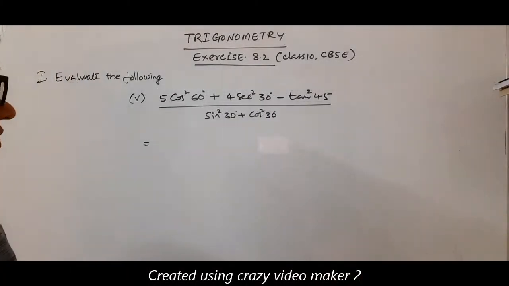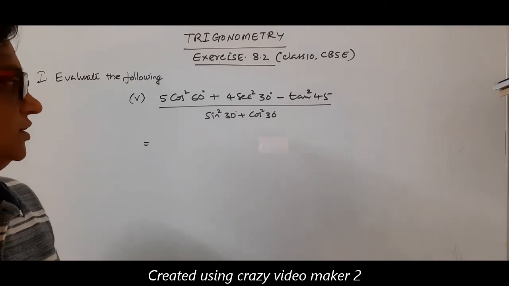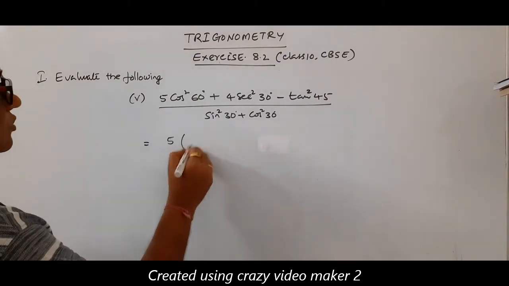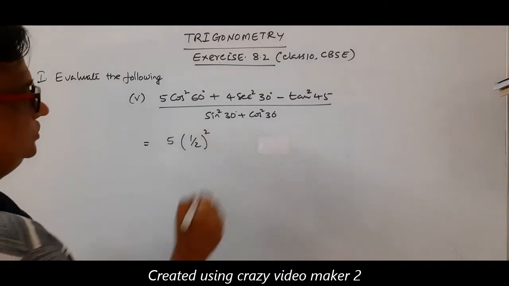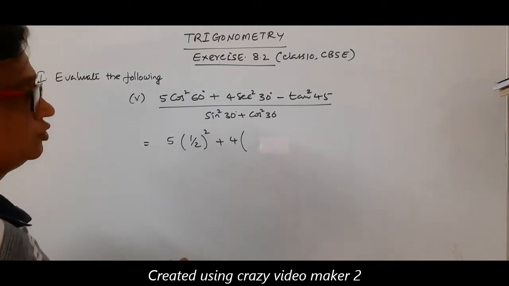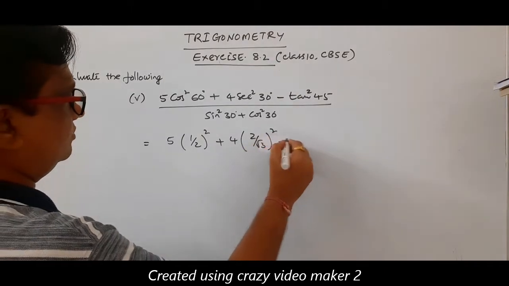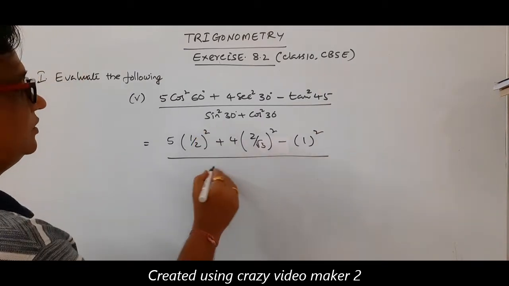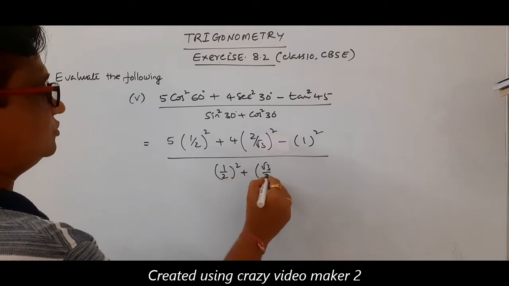In this question, 5 cos square 60 plus 4 secant square 30 minus tan square 45 by sin square 30 plus cos square 30. Here 5 into cos square 60, cos square 60 means 1 by 2 whole square, plus 4 secant square 30. Cos 30 is root 3 by 2, so secant 30 is 2 by root 3 whole square, minus tan 45 is 1, so 1 square. Divided by sin 30 means 1 by 2 whole square, plus cos 30 means root 3 by 2 whole square.